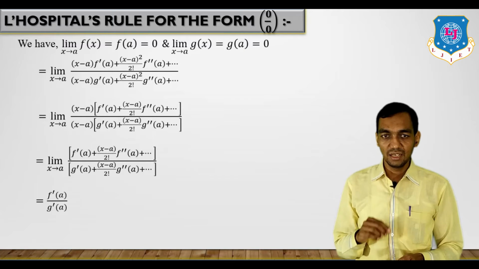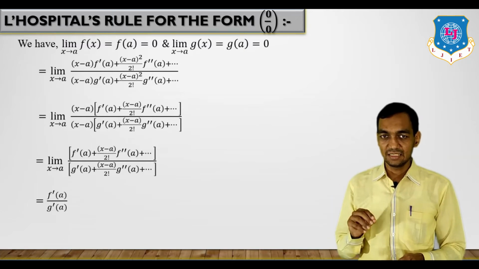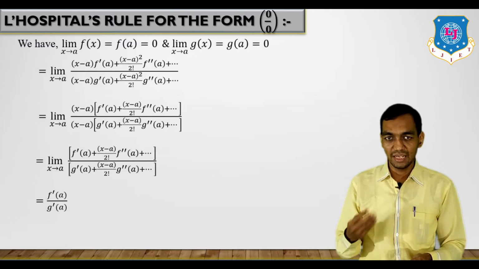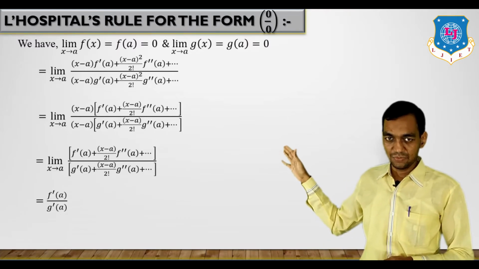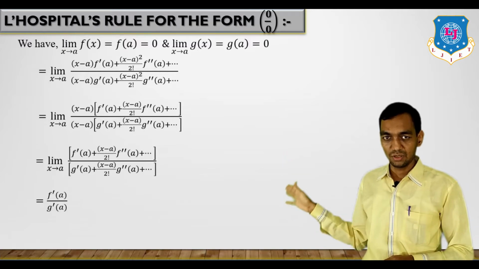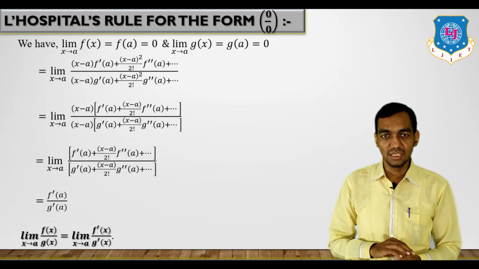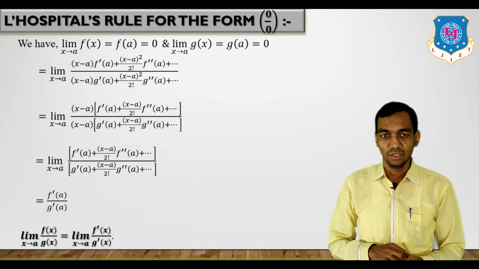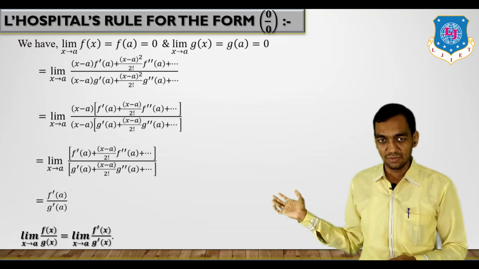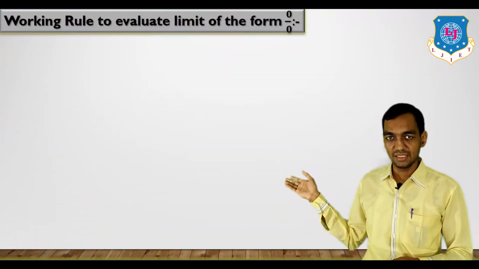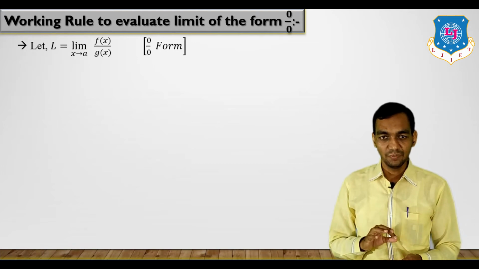Now see, here limit x tends to a, and since we already know that g dash has a non-zero value at a, if you apply the limit as x tends to a, then except for the first term in the numerator and denominator, all terms are going to be 0. So that will give you f dash a upon g dash a. So this is the statement of the theorem: if you have limit of f dash upon g dash where x tends to a, then it will be the same as limit of f dash x upon g dash x where x tends to a. Okay.